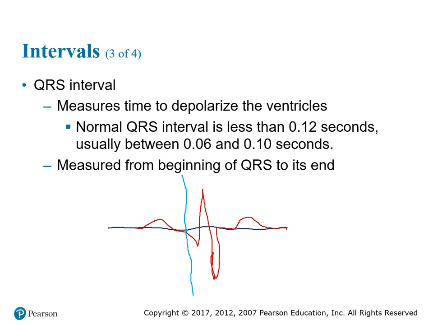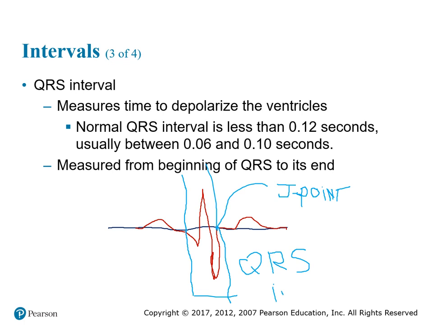And this point right here is where we're going to stop, which measures our S. This point here is what we call our J point, which signifies the end of our S. And this is our QRS complex. Our QRS interval. When we're calculating, we're looking for the interval. When we're looking at it, it's called the complex. QRS interval.